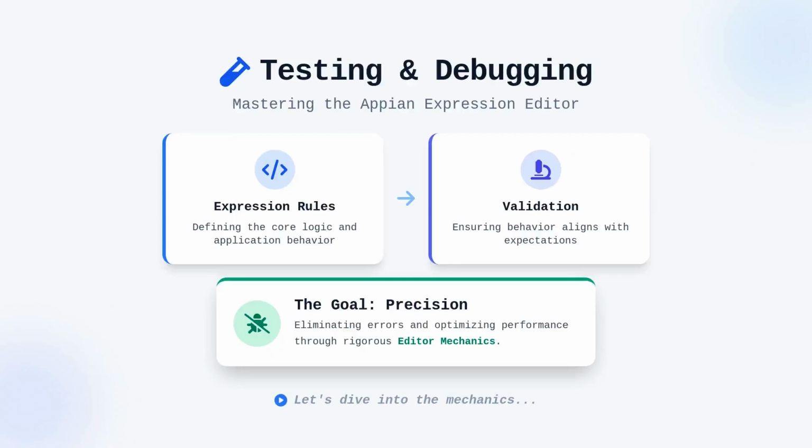Welcome back, as we turn our focus to the vital practice of ensuring our expression rules behave exactly as we expect them to under various conditions. In this session, we will explore the mechanics of testing and debugging within the Appian expression editor.